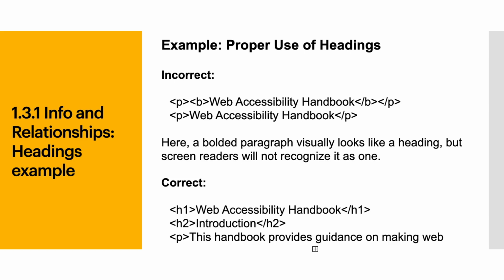It is an H1, Web Accessibility Handbook, an H2 as an introduction, and P is a paragraph, with this handbook providing guidance on making the web accessible. So that's how the proper structure has to be put in place for screen readers to read the content properly. Using semantic HTML ensures that screen readers announce headings properly and allow users to jump between sections efficiently.